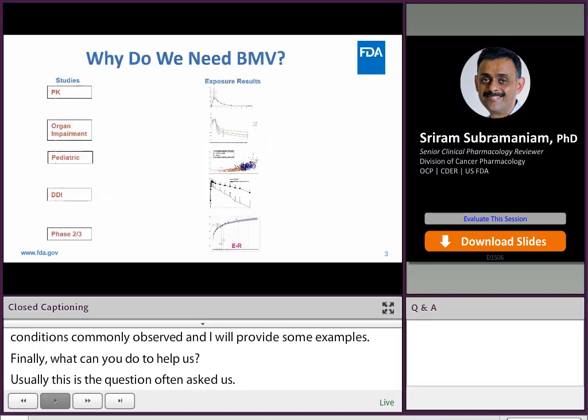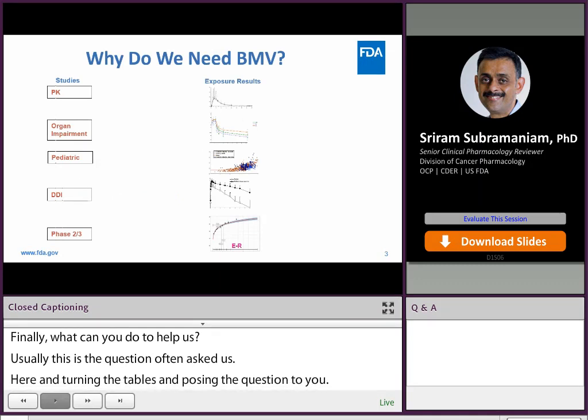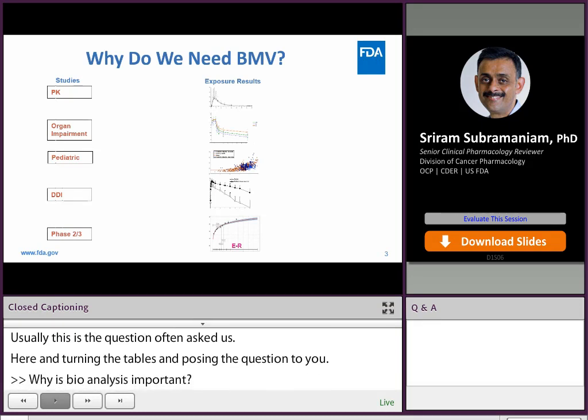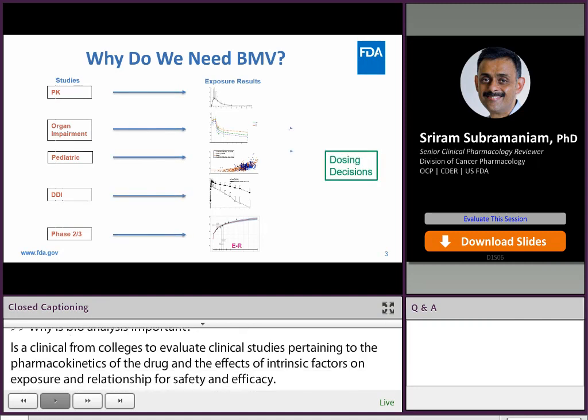So why is bioanalysis important? As a clinical pharmacologist, we evaluate clinical studies pertaining to the pharmacokinetics of the drug, the effects of intrinsic and extrinsic factors on exposure, and exposure-response relationship for safety and efficacy. These studies generate a bunch of exposure data that we analyze to make meaningful dosing decisions, not only for the indicated population, but also for the patient subpopulations, for example, patients with organ impairment or patients with concomitant medications.